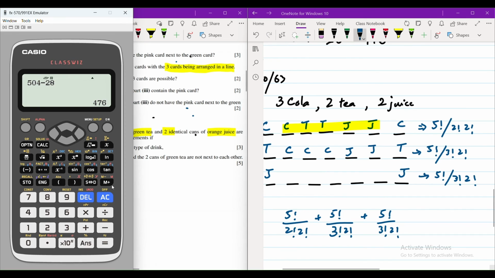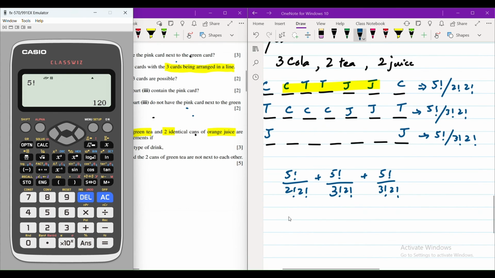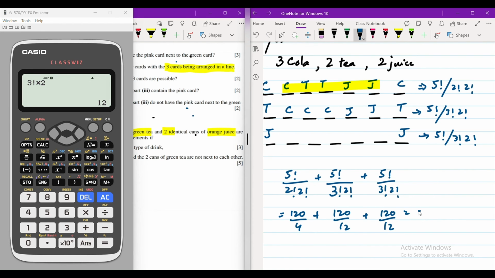So 5 factorial is basically 120. So 120 divided by 4, plus 3 factorial times 2, that is 12. So 120 divided by 12 plus 120 divided by 12. So 30 plus 10 plus 10. So that's 50.